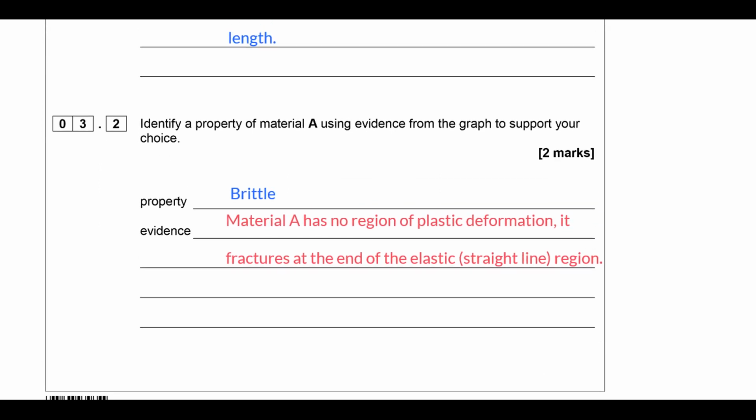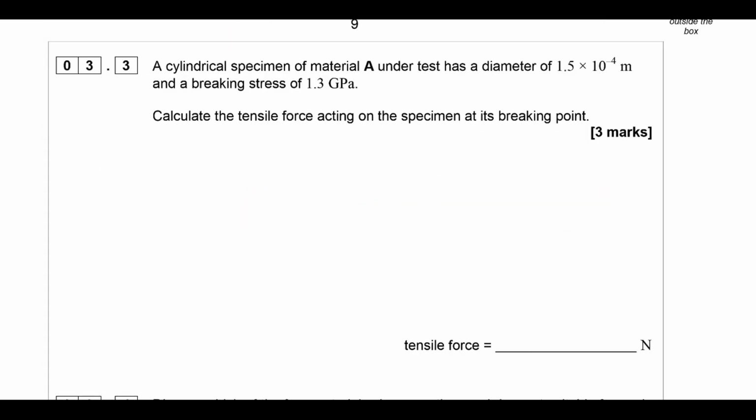So let's go on to part 3. A cylindrical specimen of the material, so we know it's got a circular cross-sectional area, and it has this diameter, and it has a breaking stress of 1.3 gigapascals. Calculate the force.